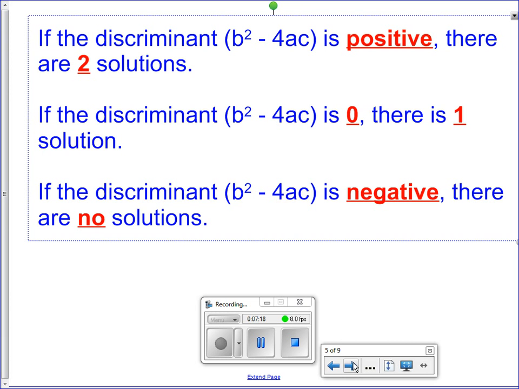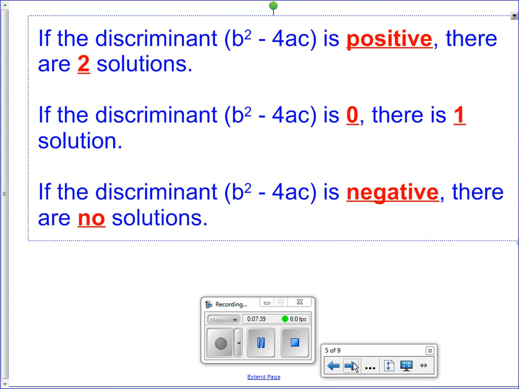If the discriminant is 0, then there is only 1 solution. And that's because the square root of 0 is 0. And whether you take negative b plus 0 or negative b minus 0, you're still going to get the same number. So you'll only have one answer.